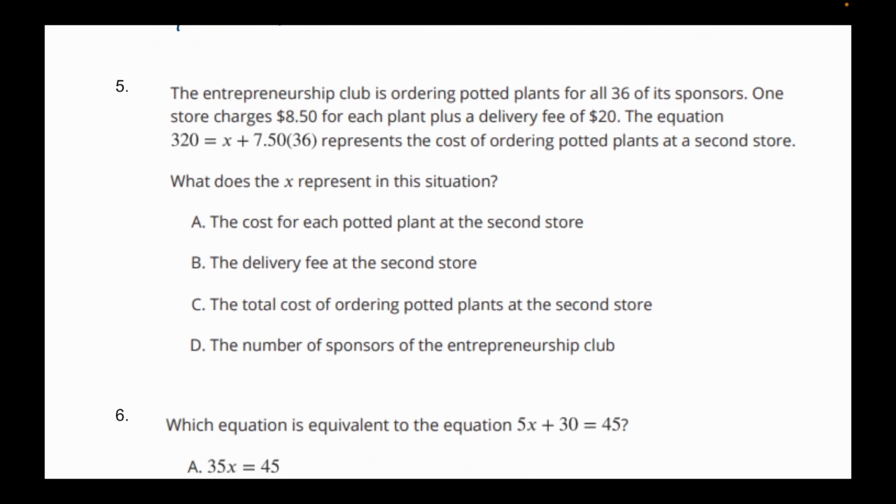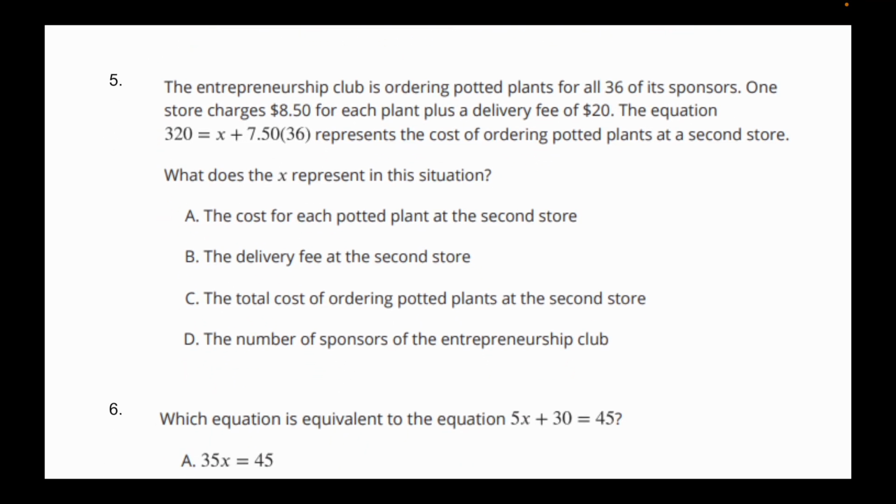For question 5, we have a word problem. So the Entrepreneurship Club is ordering potted plants for all 36 of its sponsors. I'm just seeing some numbers here. I'm gonna underline some things that look important. One store charges $8.50 for each plant, so $8.50 for each plant. And then I see delivery fee of $20.